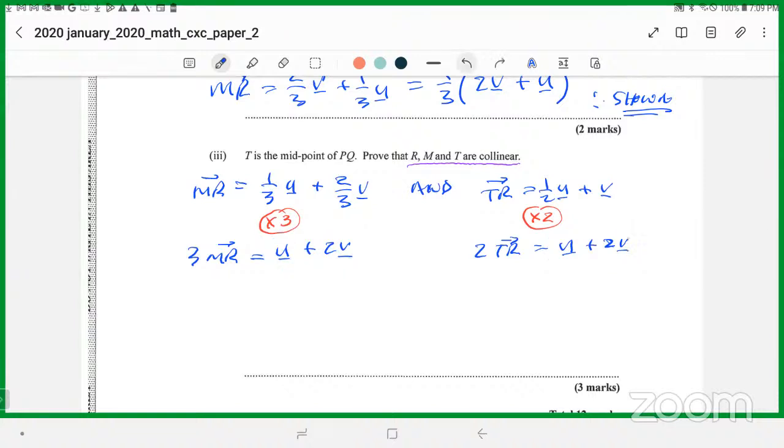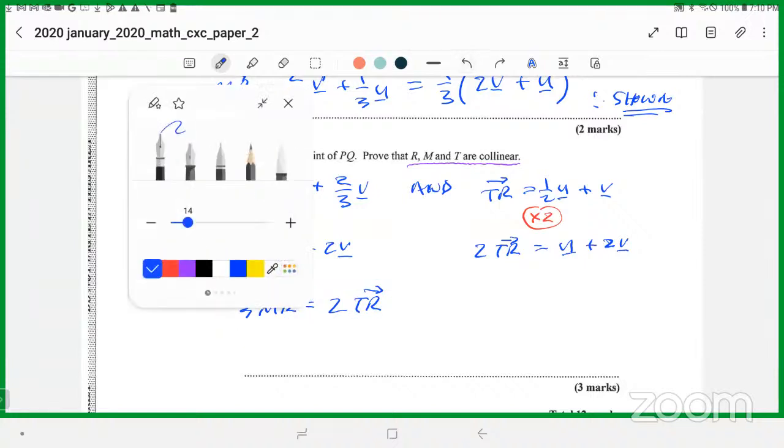Since they are equal, it means that this is now equal to that. So we can equate the vectors. We equate them because both of them are equal to this. It means that we can put that equal to that. So we can write, therefore, 3MR is equal to 2TR. So this statement means now that they are parallel.